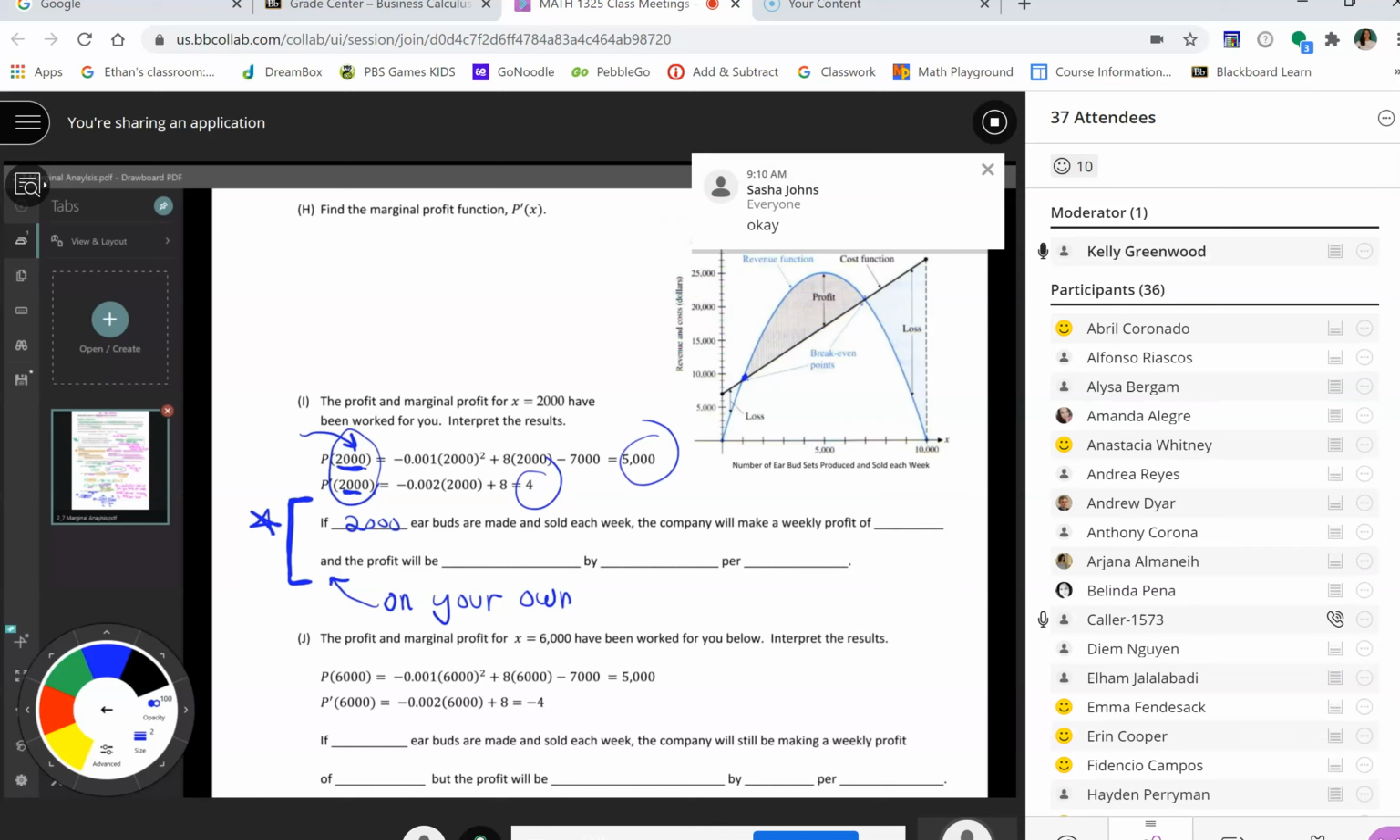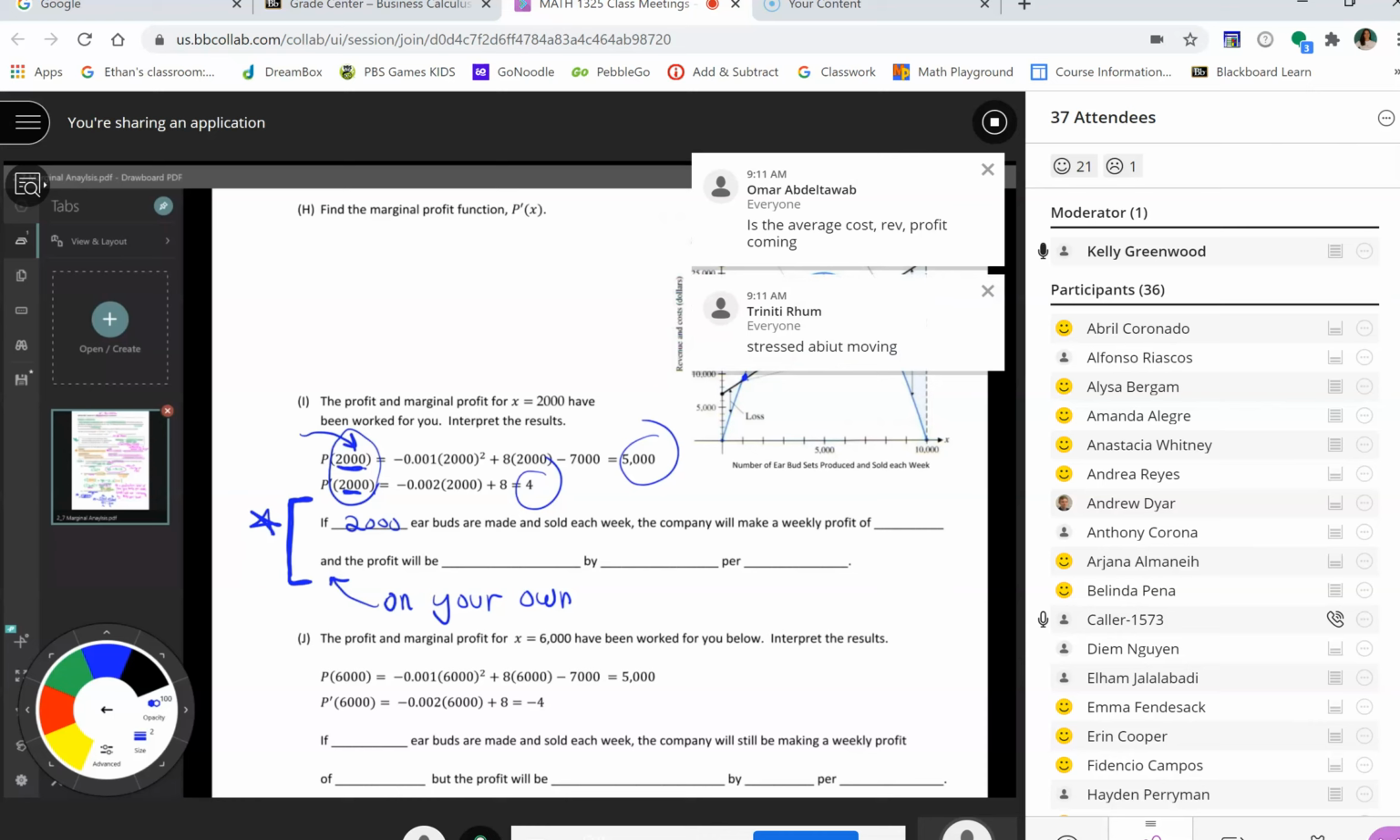Sasha says she's okay. Got some happy faces, some sad faces. Okay. I know the first test is always nerve-wracking. You don't know me. You don't know what my tests are like. I promise I'm not trying to trick you. I'm not trying to see how creative you are. Yes, we're going to do the average stuff right now.